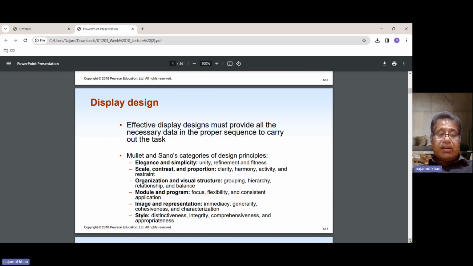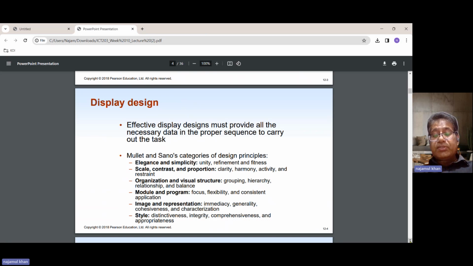So scale, contrast, and proportion. This is important. Clarity, harmony. That should be shown on your website. This is what we need to see. You could use these subheadings in your assignments. I would like to see them there. So these are the important characteristics.